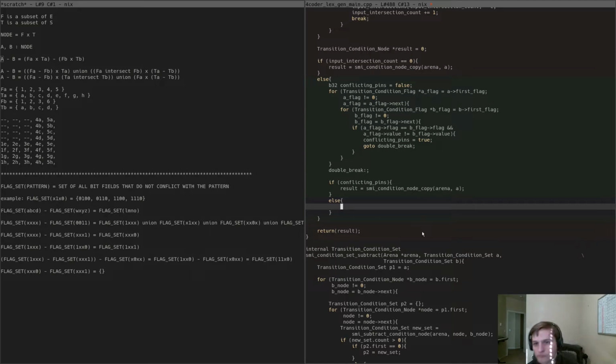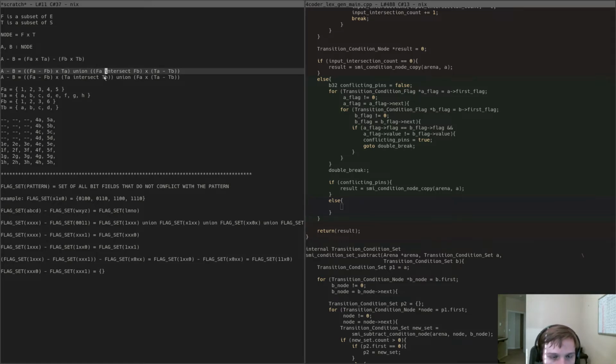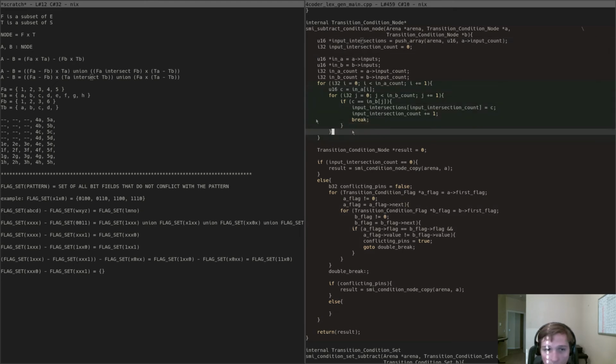Now, finally we are in a situation where the intersection of FA and FB is not empty, and the intersection of TA and TB is not empty. So now what we need to do, we already have the intersection of the letters. That was the first thing we did. So we already know the value of our set FA intersect FB. But we don't know the value of the following sets: FA minus FB, TA intersect TB, or TA minus TB.